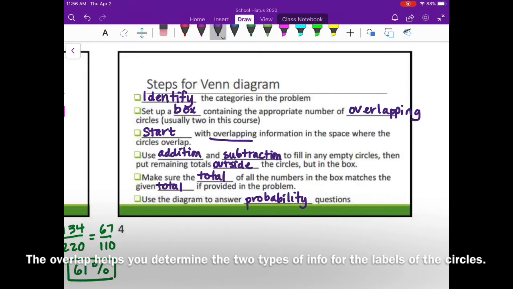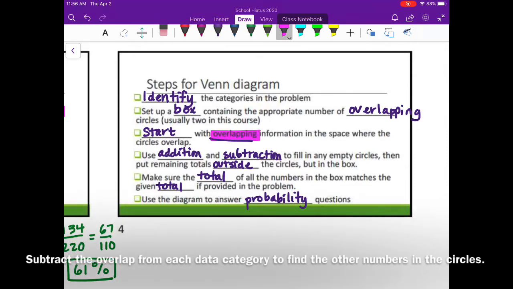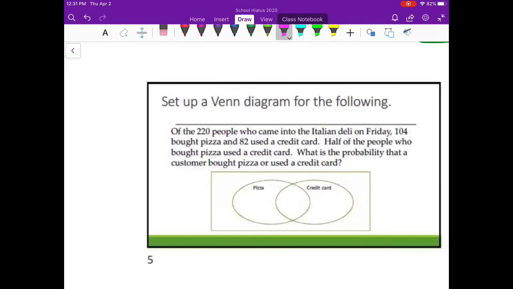Notice that these steps are very similar to the ones that we used to complete our table. We started with the overlapping information, and then we used subtraction to find the other pieces that we needed. So let's practice setting up a Venn diagram.